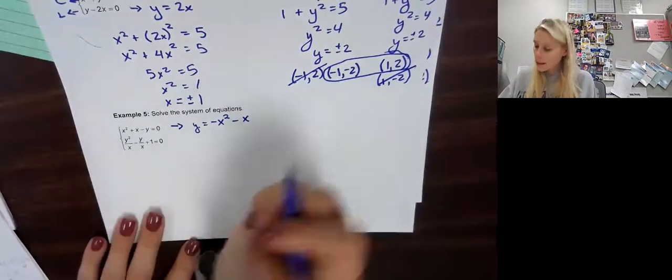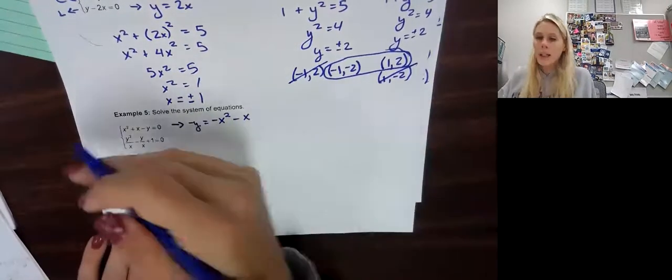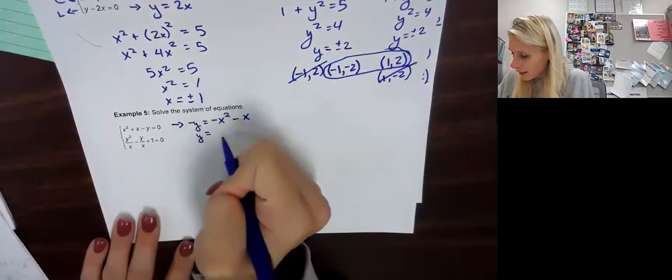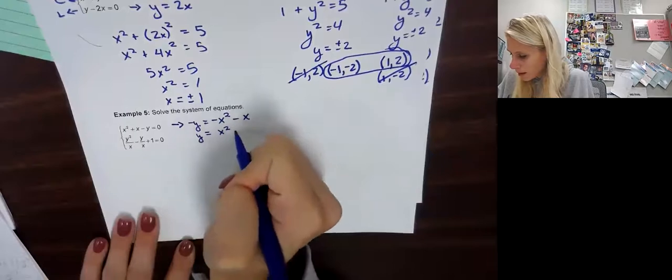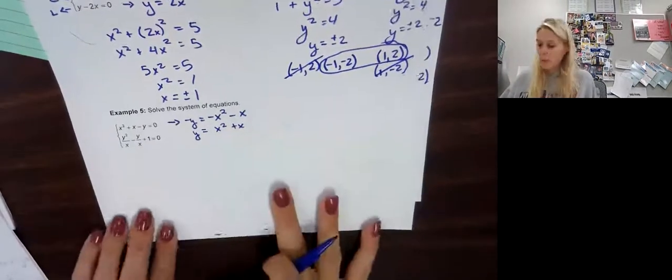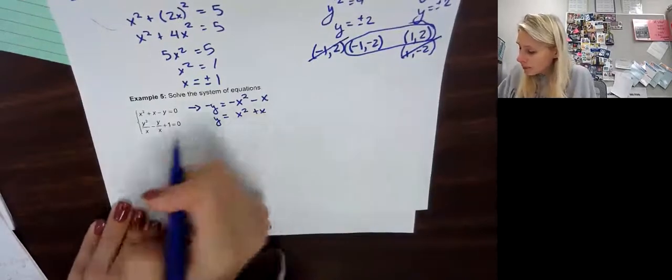No, I don't. Sorry, this would be negative y equals all of that. We'll multiply everything by a negative. I get y equals x squared plus x. I guess you could have just moved the y over and that would have been easy, right? Now I'm going to substitute.